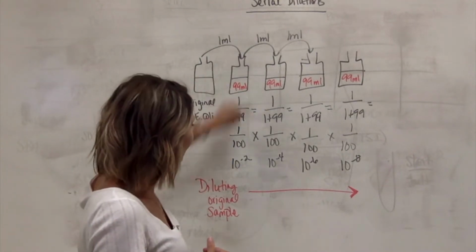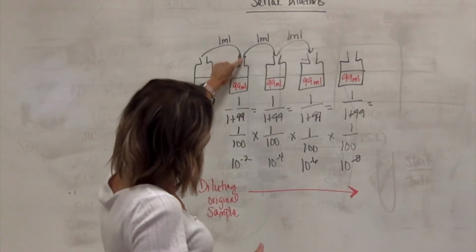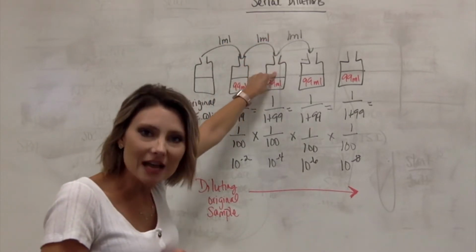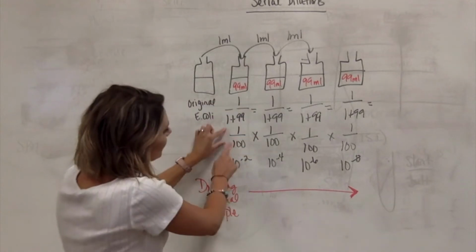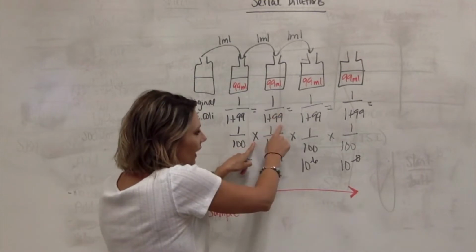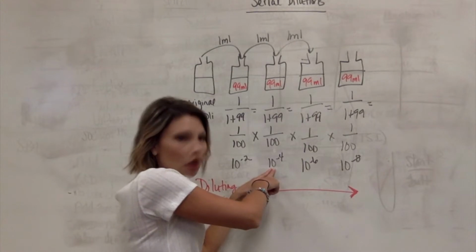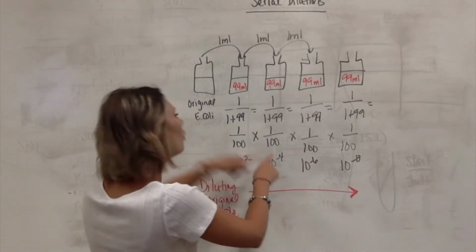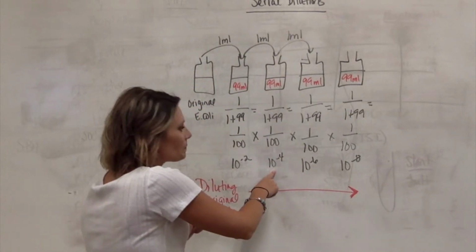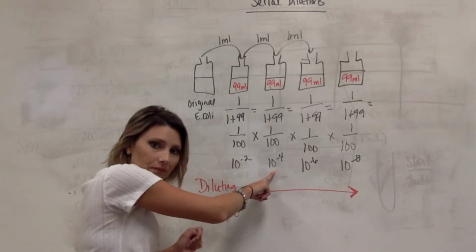So from my 10 to the negative 2 dilution, I'm going to give it a little shake, and then I'm going to take 1 ml out of my 10 to the negative 2 and put it into a new dilution blank. So I've taken 10 to the negative 2, 1 over 100, and put it into another 99 ml blank, 1 over 100, which is 10 to the negative 4. You multiply these. So now, my original sample, if I move all the way over here, has been diluted 10,000 times. 1 over 10,000, or 10 to the negative 4.